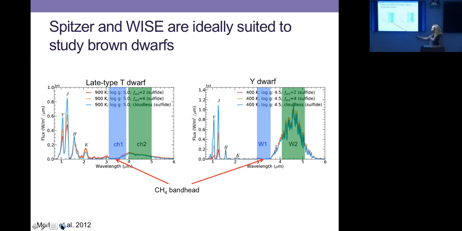And you can see how the WISE W1 and W2 and the Spitzer channel 1 and channel 2 filters are actually very nicely chosen, such that most of the flux in this 4.5 micron peak actually comes out in the W2 band. And so the objects are really, really bright in the Spitzer and WISE bands, which makes them really nice instruments to use for these objects.